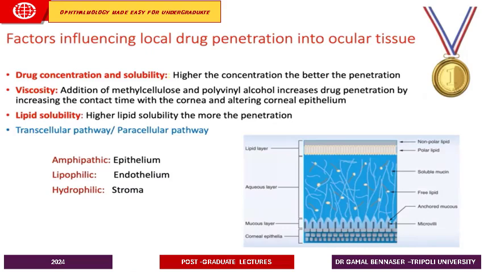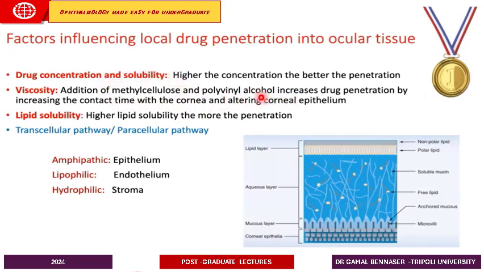Here are some examples of the factors that determine the permeability of the cornea, including the drug concentration and the solubility. As I said, the higher the concentration of the drug in the tear film, the more the penetration. Also, what's known as the viscosity of the drug, because the more viscous the medium, this will increase the contact time of the drug on the surface of the cornea, so that this will increase the penetration. And viscosity can be increased with methyl cellulose and polyvinyl alcohol.